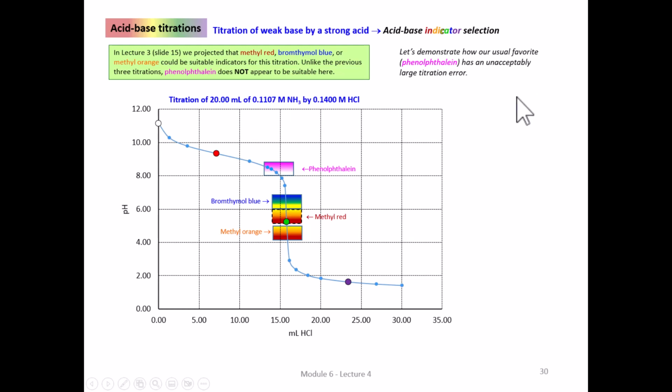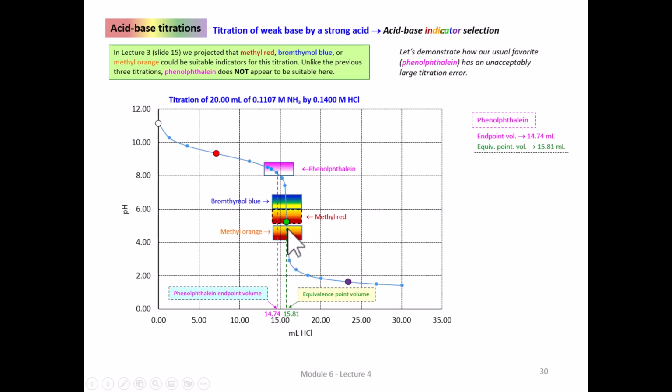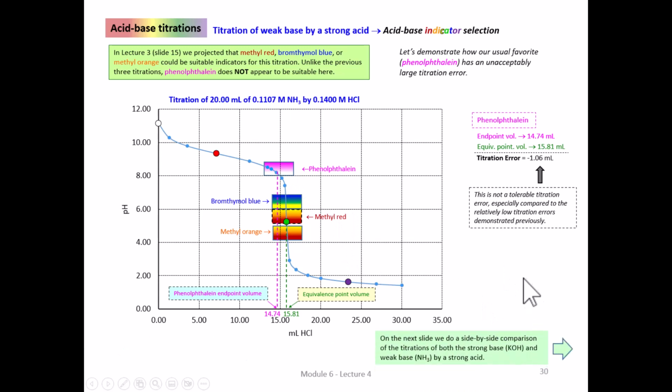What we say is that it produces an unacceptably large titration error. If we take a point about in the middle of that phenolphthalein color change and we find the volume of titrant added at that point, we get 14.74 milliliters. So what we call that is our endpoint volume for phenolphthalein. The equivalence point volume, that would be the volume at the equivalence point, is 15.81. So our titration error there is a little over a milliliter. That's an intolerably large titration error, and the other indicators would give a much lower titration error. So in this case, phenolphthalein would not be a suitable indicator.